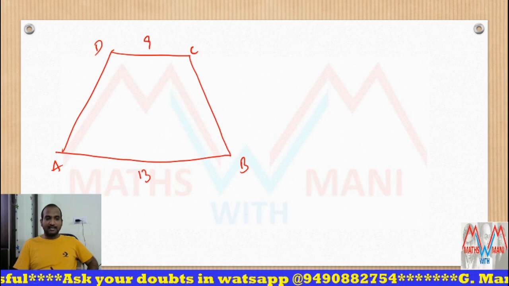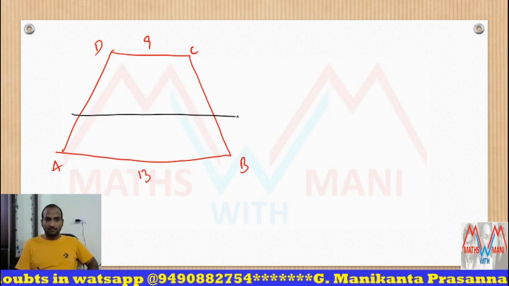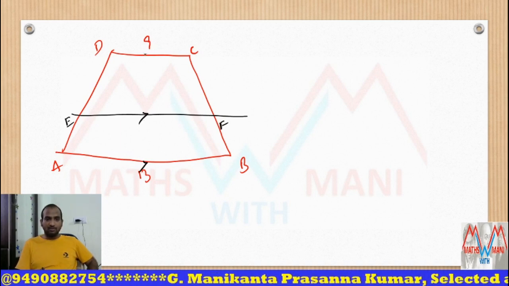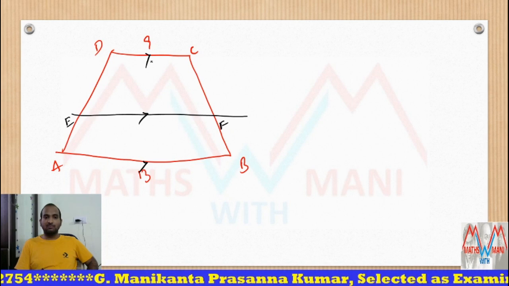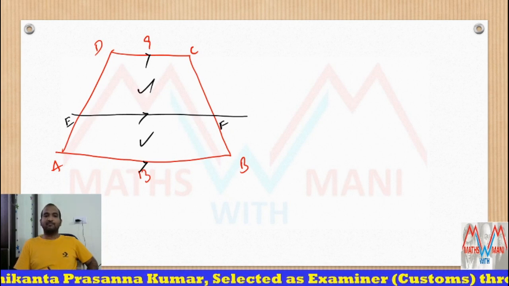And there is a line EF, which divides the trapezium into two equal parts and is parallel to both parallel sides. These two areas are equal.